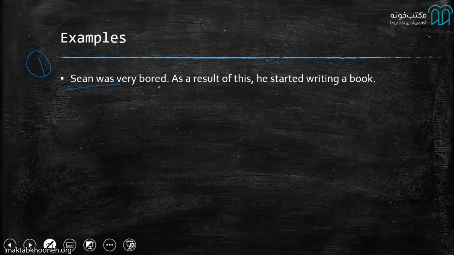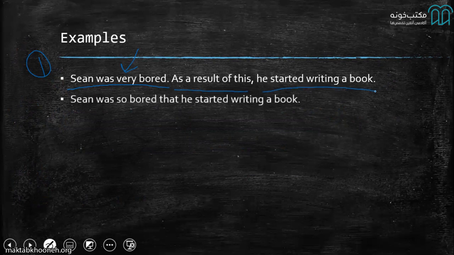I have Sean was very bored, so I do have an adjective. And I'm not using so here, I'm using very, but that's okay. As a result of this, he started writing a book. Now, I'm going to first combine them with so that. So it would be something like this. Sean was so bored that he started writing a book. So he was very bored, and because of that, he started writing a book. So that's my second step.